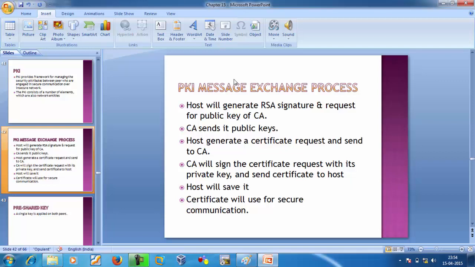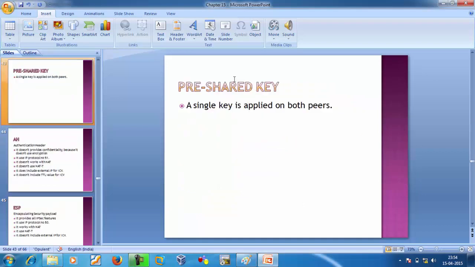Again, I am repeating. First, the host will generate an RSA signature and request the public key of the server. Then, second step, the server will send its public key. Third step, the host will generate a certificate request and send it to the CA for signing. Next step, the CA will sign with its private key and send the certificate to the host, which will save it and use it for secure communication. Pre-shared key: in pre-shared key, a single key is applied on both peers.